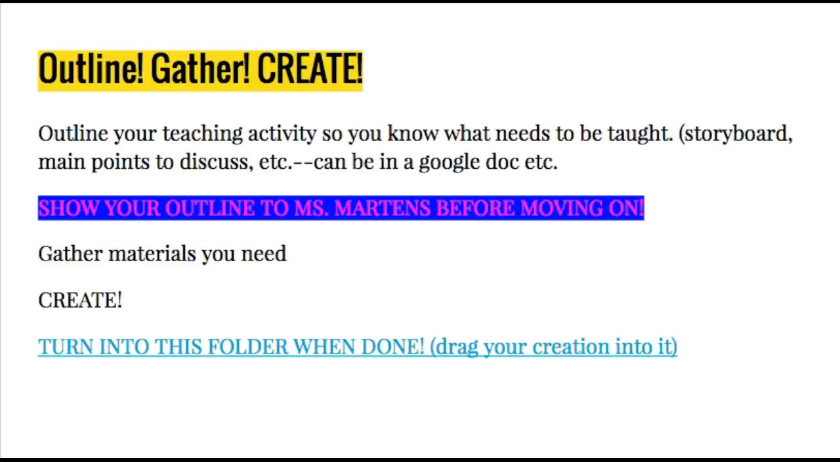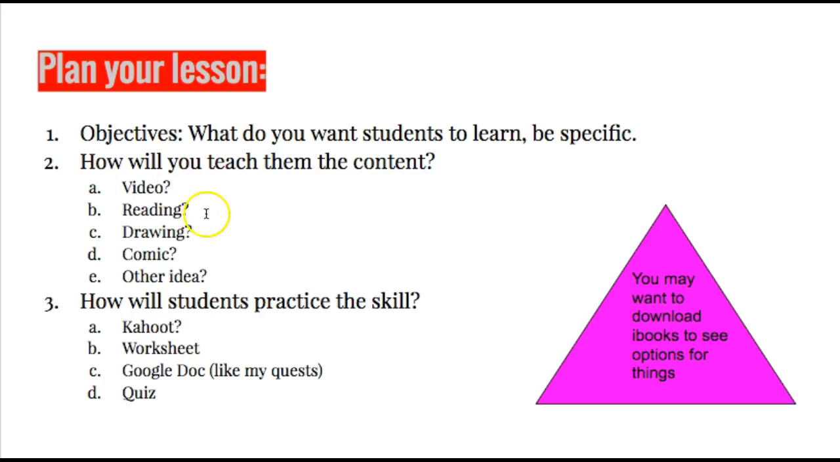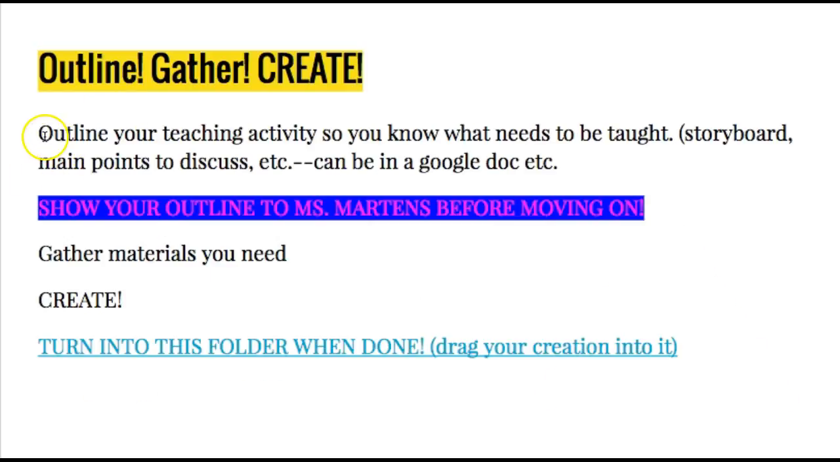Finally, once you have that all decided, now you get to outline. The process is so much more important than the creation itself, so that's why I'm having you go through this process. You decided how you want to teach them. You decided how they're going to practice. Now you need to outline it even more specifically. What specifically are you going to say? What kind of pictures do you need? What kind of materials do you need? Whatever you need, make a list and plan it out.